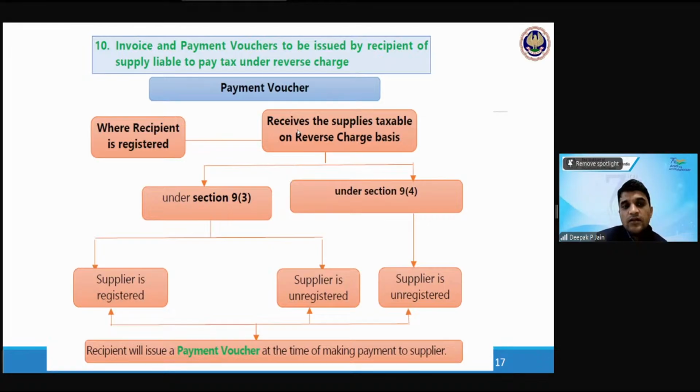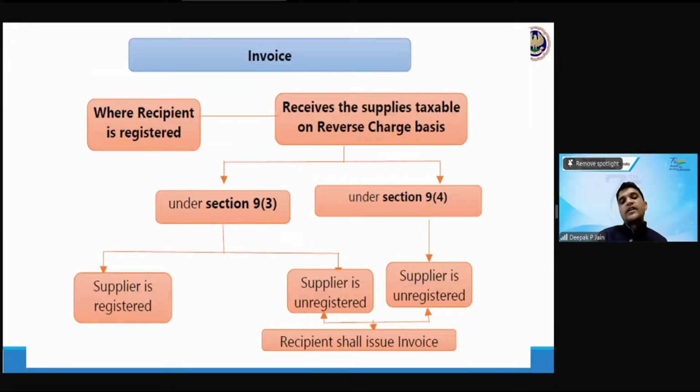Clear with this chart? When the recipient is registered and he receives supply, which is taxable on reverse charge basis. Now, reverse charge basis can be under 9.3 or 9.4, and under 9.3, supplier is registered or supplier is unregistered. In both the cases, he will pay the reverse charge. Correct? And 9.4, he will pay the reverse charge only when the supplier is unregistered. That is, then in all these three scenarios, he'll give a payment voucher. But invoice he will raise only when the supplier is unregistered.